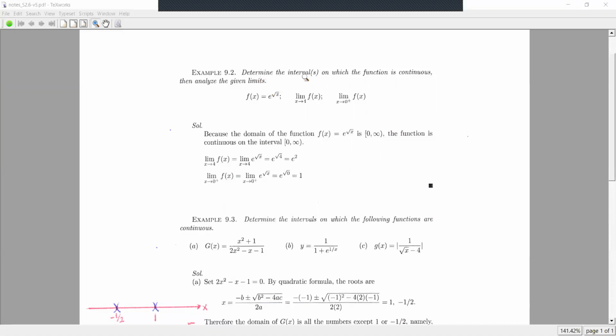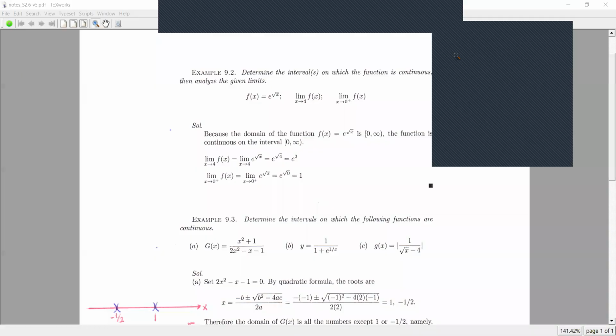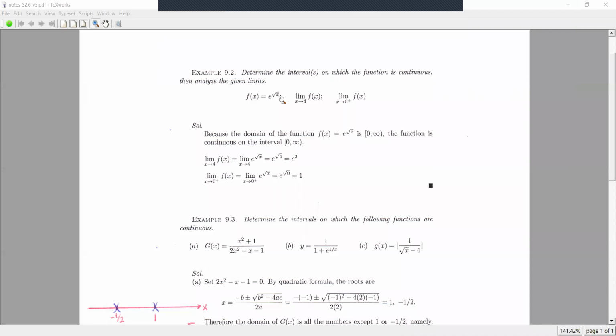Therefore, to determine the intervals on which the function is continuous, we just need to determine the domain of this function. The square root of x can take positive numbers, can take 0, but cannot take negative numbers. So the domain of this function is this interval. Therefore, the function is continuous on this interval. To find these two limits, we use direct substitution.